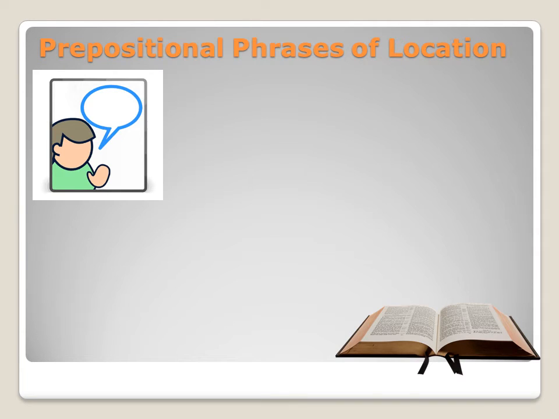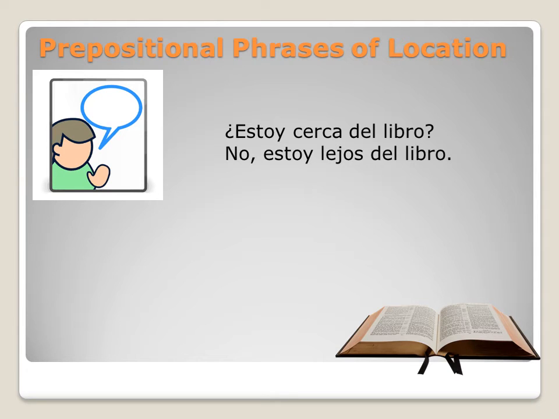Okay, so here's our person talking. So we're going to be using the yo form. Alright, so we're asking, ¿Estoy cerca del libro? Alright, so answer it again using the yo form. No, estoy lejos del libro. He asked if am I close to the book? Then the answer, no, I'm far from the book. No, estoy lejos del libro.